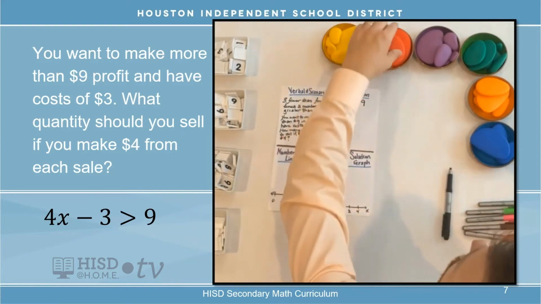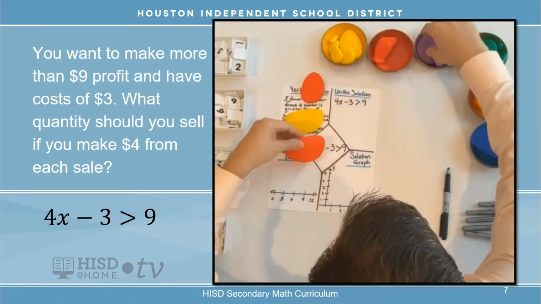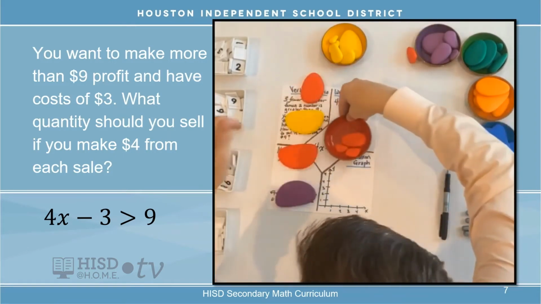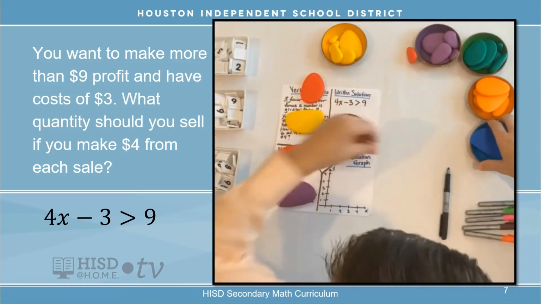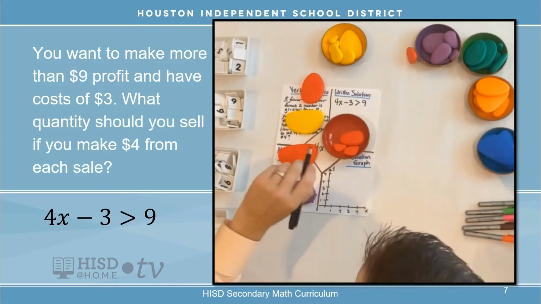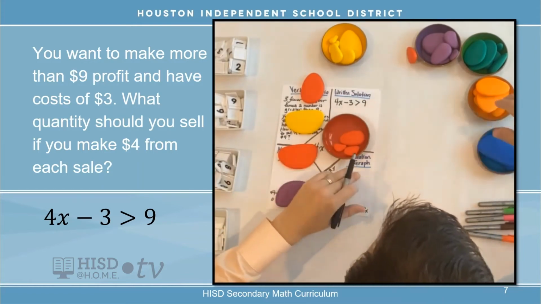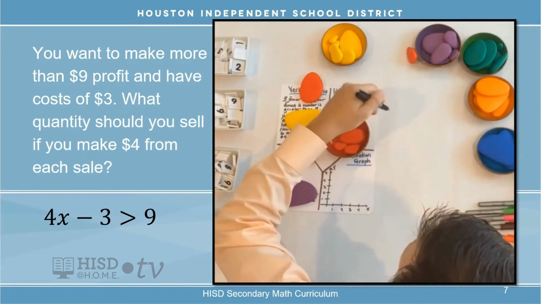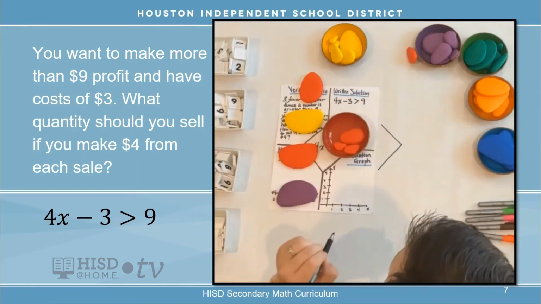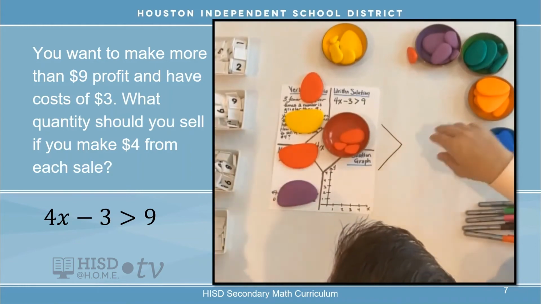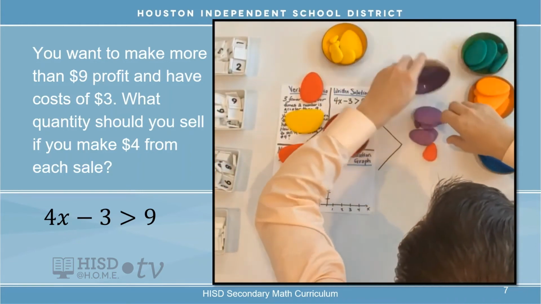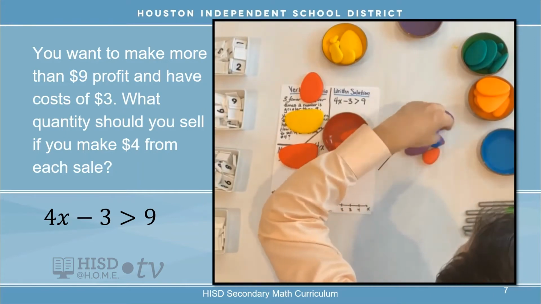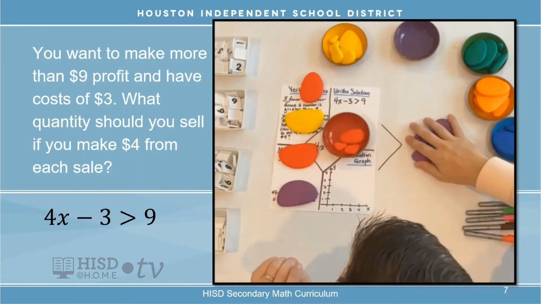So again, let's use 4 stones to represent 4x. We'll place 3 stones in a bowl to represent -3. And then this left-hand side, this 4x minus 3 that you see here, has to be bigger than, has to be greater than 9 stones on the right-hand side. So let's count out 1, 2, 3, 4, 5, 6, 7, 8, 9. 9 stones.